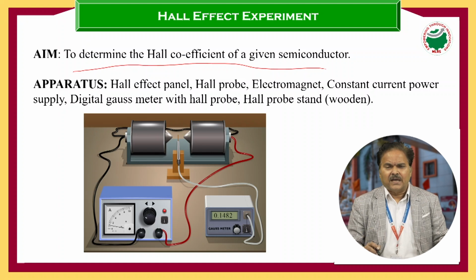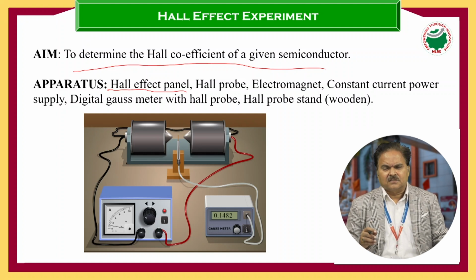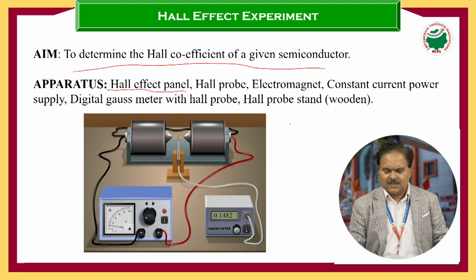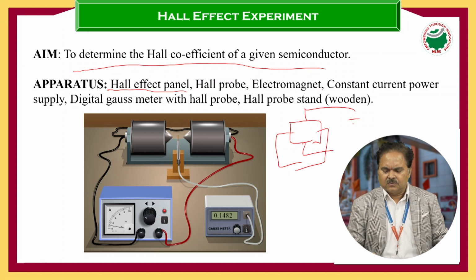Okay. It has a Hall effect panel. This panel contains the sample, and like a four-probe method, along the x-axis we use current, and along the y-axis it will be voltage. So the current and voltage will be perpendicular to each other. In the thickness direction there is a magnetic field. So these three are perpendicular to each other.